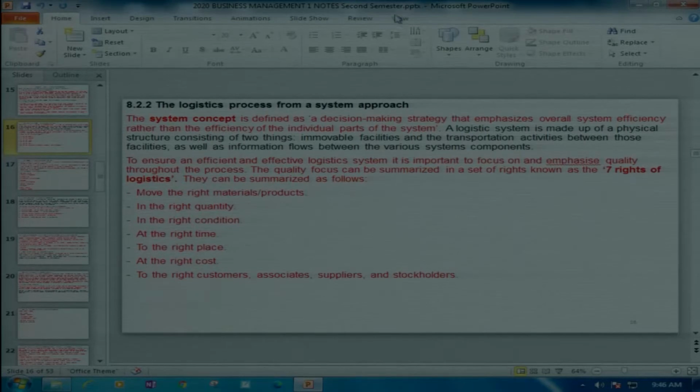Then we have the logistics process from a system approach. The system concept is defined as a decision-making strategy that emphasizes overall system efficiency rather than the efficiency of the individual parts of the system.